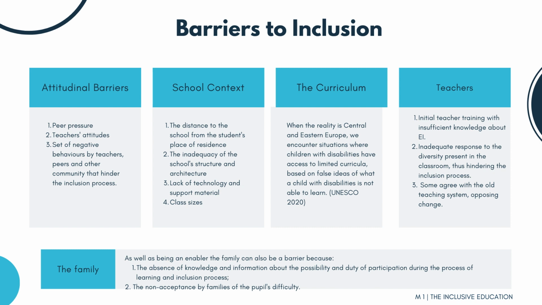First of all, there are attitudinal barriers, such as peer pressure, the attitude of some parents and the set of behaviors, either on the part of teachers or peers, which hinder the inclusion process. The barriers in the school context are, among others, the distance of the school from the student's place of residence, the inadequacy of the school structure or architecture, the absence of technologies and of support material and resources, and the size of the classes themselves, which often hinders the dynamics and effective teaching-learning processes.